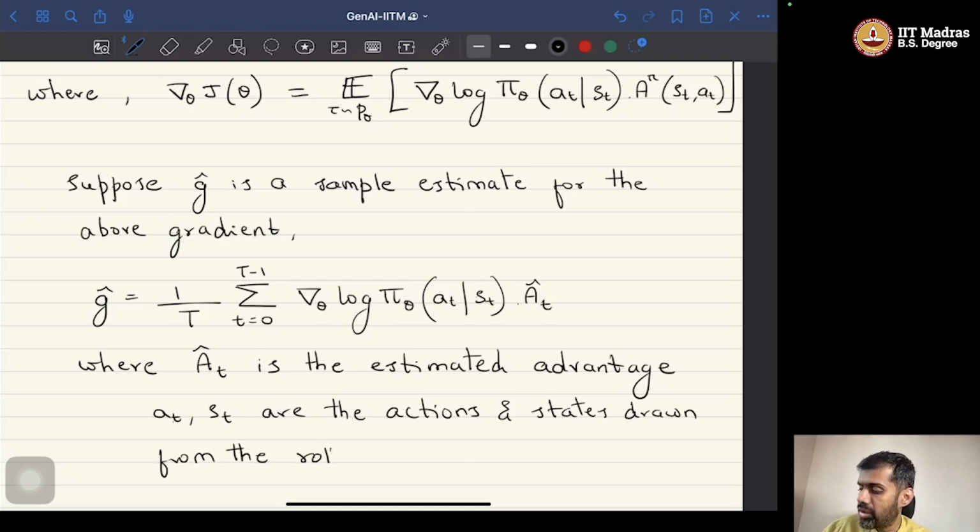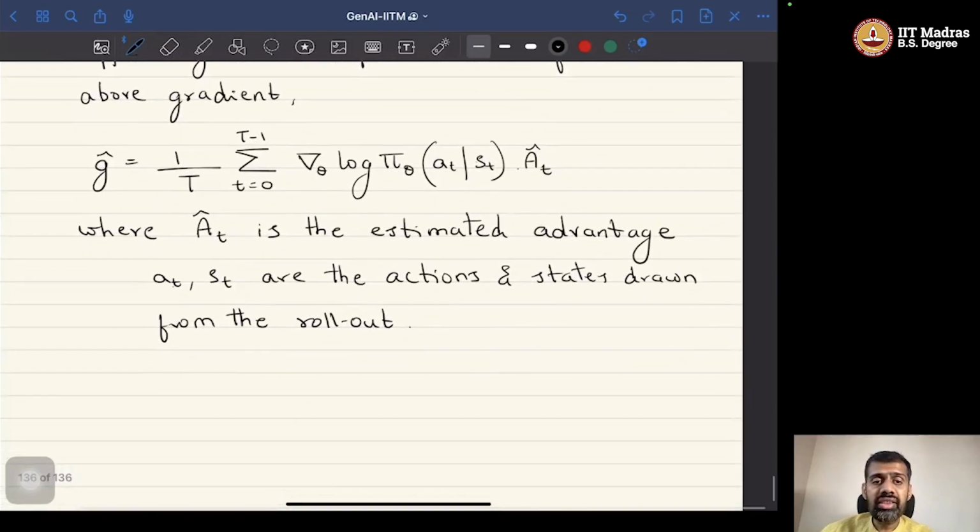So what is a rollout? A rollout is enacting the policy in the RL framework, but in the case of a language model, what we are doing is giving a particular prompt and generating responses. We saw how to model a language model in terms of the actions and states within an RL framework in the last module. So these are the actions and the states that are drawn from the rollout from the current policy. So this is the sample estimate of the above gradient that we need.